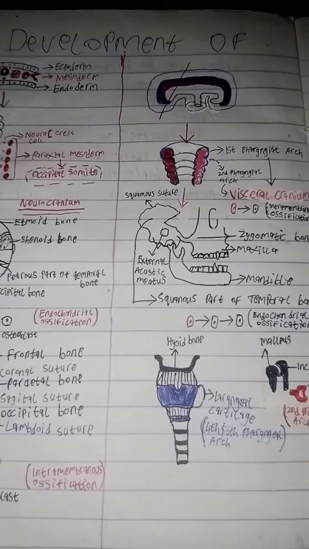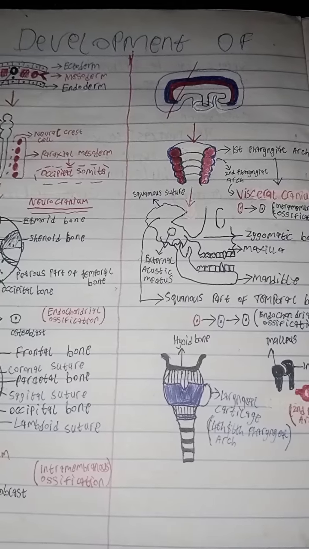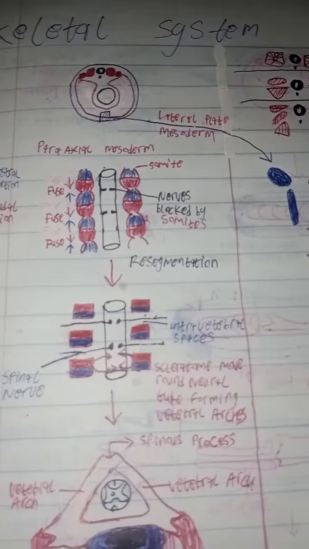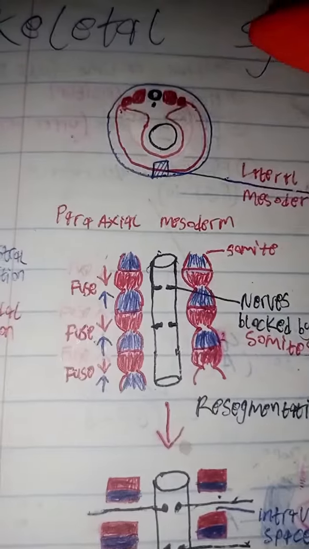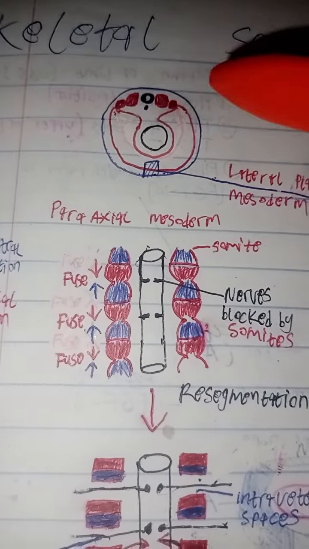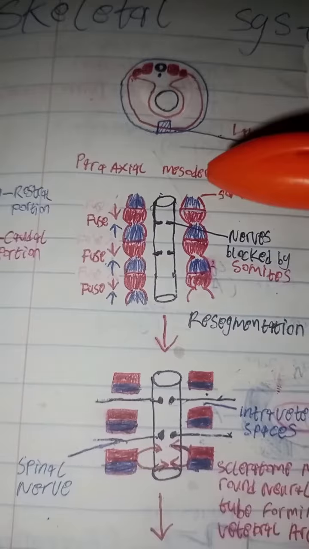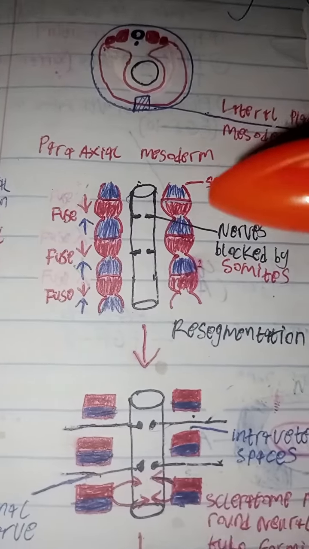Anyway, let's have a look at the development of the head and now looking at the development of the trunk, the skeleton of the trunk. So first off, the trunk really developed from the parietal mesoderm, which would then form somites. Now how do we form the somites?